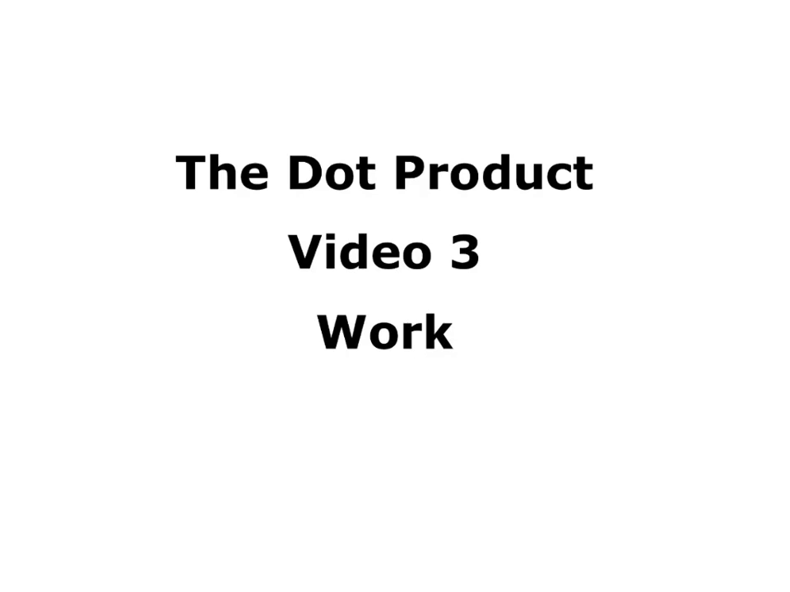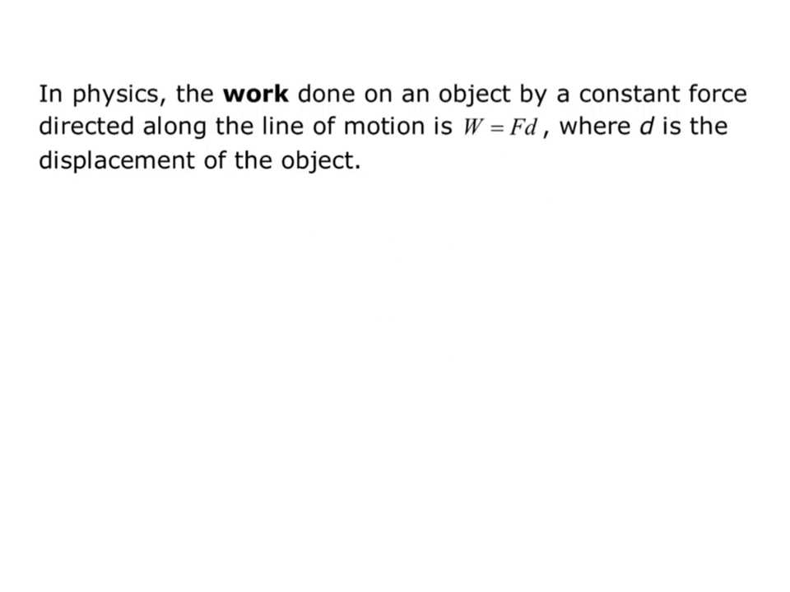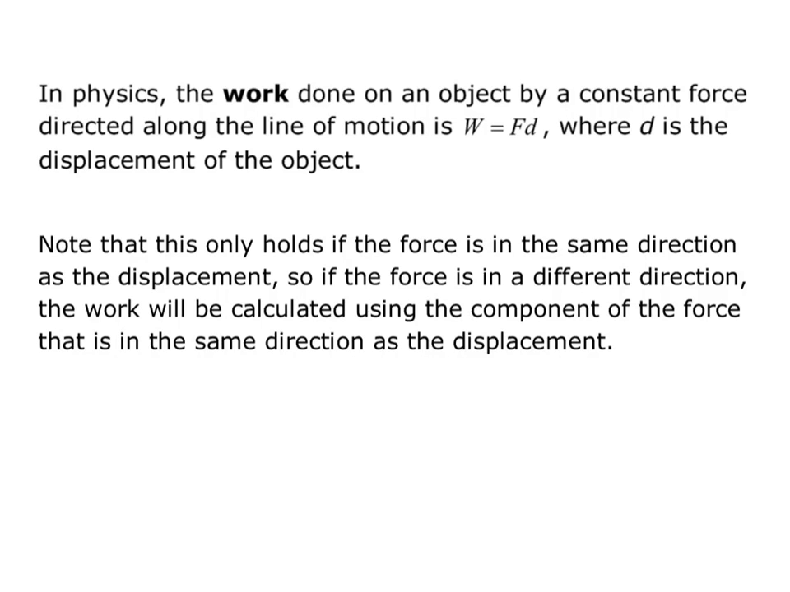In this video, we're going to talk about work as a concept from physics. In physics, the work done on an object by a constant force directed along the line of motion is W equals F times d, where d is the displacement of the object. Note that this only holds if the force is in the same direction as the displacement. So if the force is in a different direction, the work will be calculated using the component of the force that's in the same direction as the displacement.